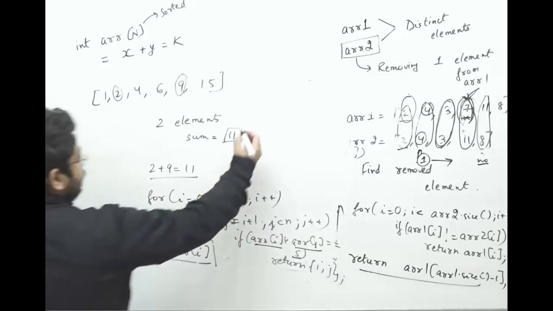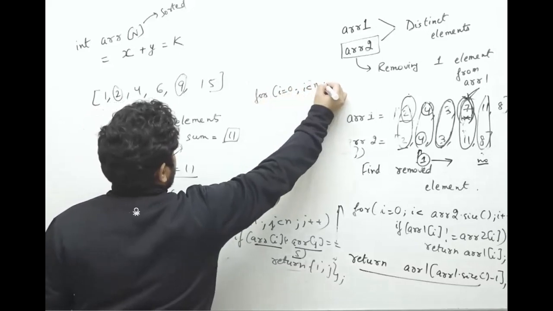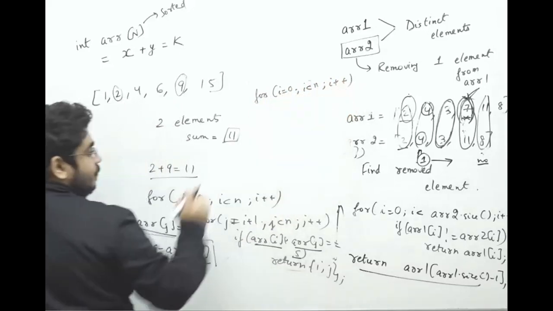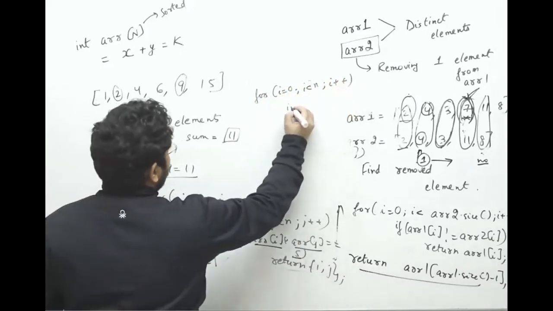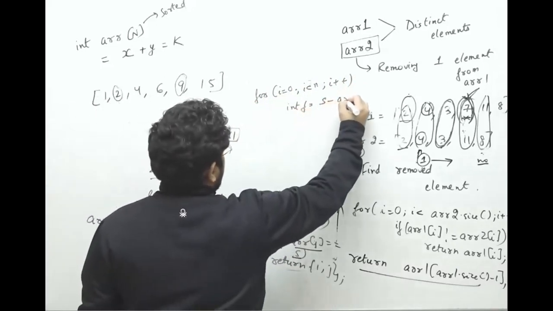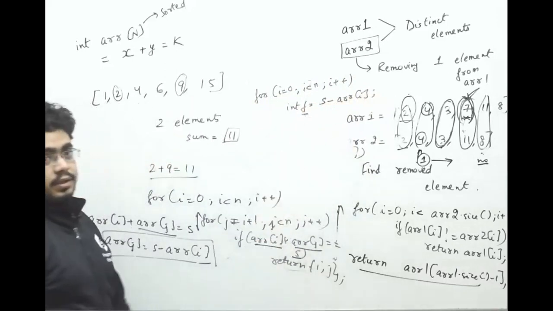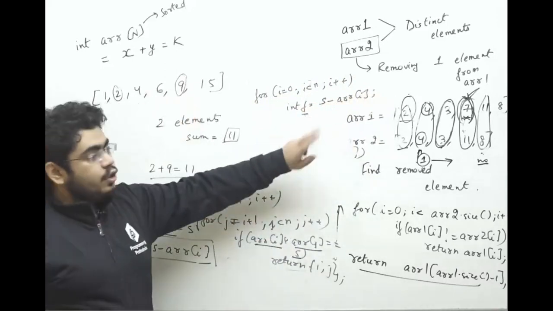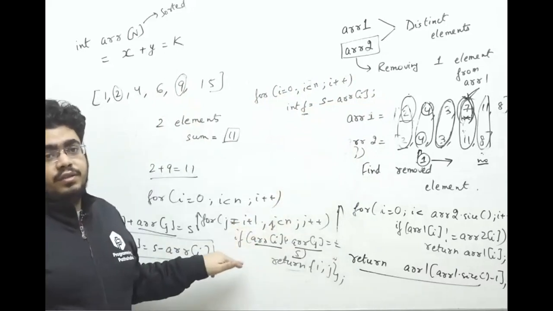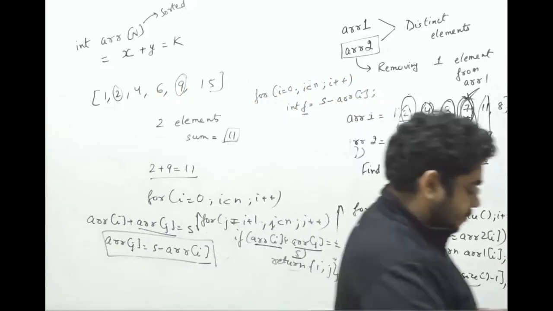What we can do is we'll run for i equal to 0, i less than n, i plus plus. You have your array i. Then you say your element to find becomes s minus array i. Now you know what you need to find in this sorted array. And then you can apply a binary search instead of this linear search. Is this idea making sense to everyone?